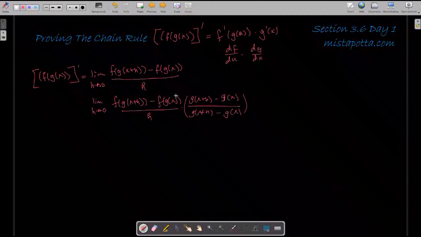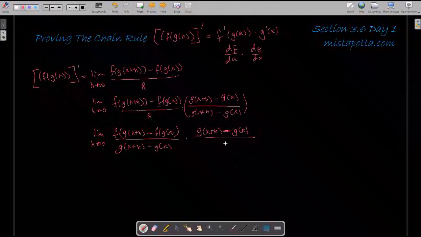Whenever we multiply fractions, we multiply the numerators and we multiply the denominators to get our new numerators and denominators. But the order in which we multiply isn't essential. So I could rewrite this as f of g of x plus h minus f of g of x over g of x plus h minus g of x, times g of x plus h minus g of x over h.